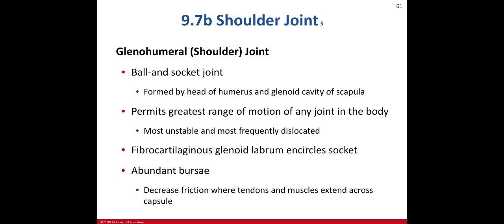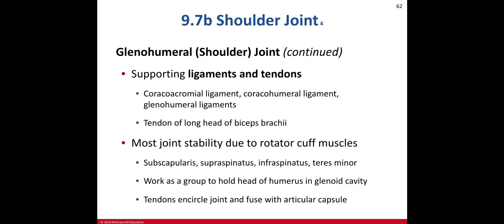So if you have bursitis, that is inflammation of that bursa, and its job is really just to decrease the friction across that capsule. You've got a lot of supporting ligaments and tendons that are there. It is not incredibly important for our purposes that you memorize each and every one of them, but just knowing that they exist is good. And you've got, of course, the tendon of the biceps brachii there as well.